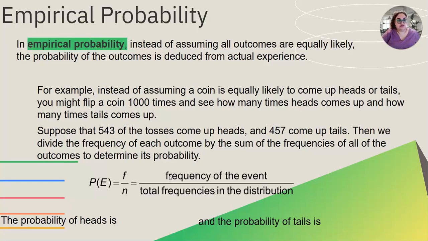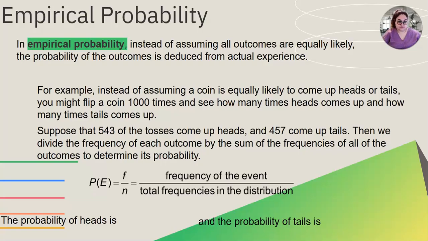Okay, so here's our definition for empirical or experimental probability. Instead of assuming all outcomes are equally likely, we're actually going to run an experiment and determine what the outcome actually is. So let's say we have an example here. Instead of assuming that a coin is equally likely to come up heads or tails, so instead of saying there's a 50-50 chance, we're going to take a coin and flip it 1,000 times and tally up how many times it comes up heads and how many times it comes up tails.